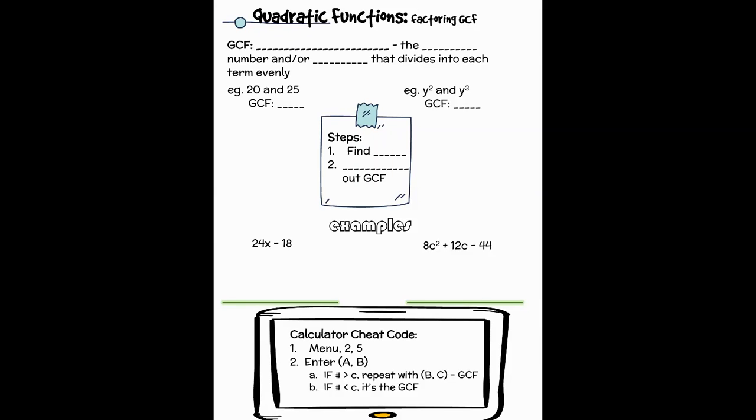Factoring by GCF. What does GCF stand for? Greatest common factor. And that is the greatest number and/or variable that divides into each term evenly. So we have this example, 20 and 25, and what is our greatest common factor?